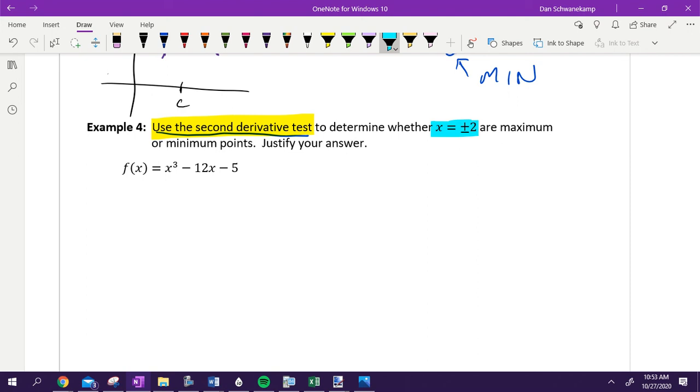All right, so normally, they gave me f of x. They're asking me, is it a maximum or a minimum? Normally, I would find the first derivative. I would set it equal to 0. I would solve. I'd put it on a number line, and it would tell me what's going on.